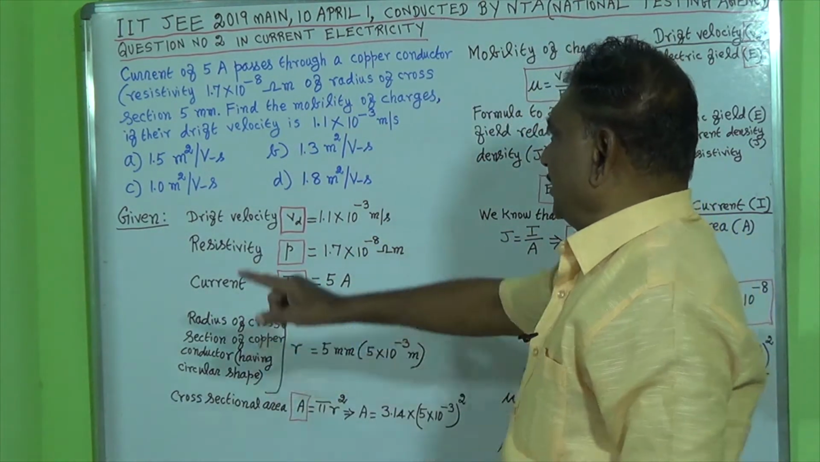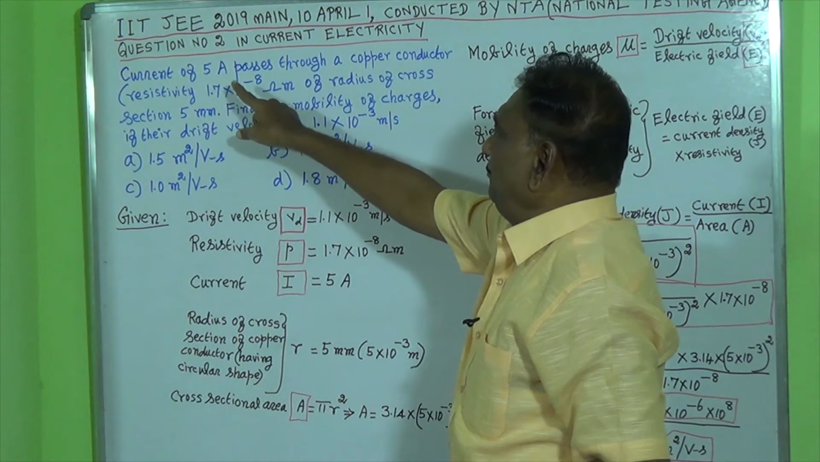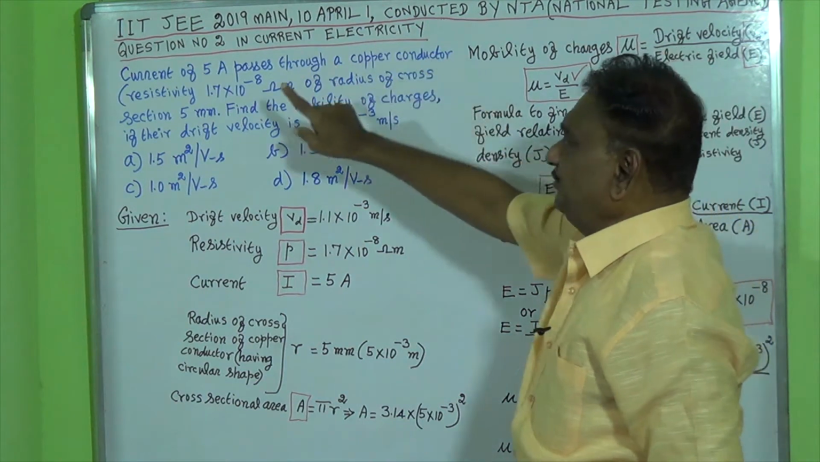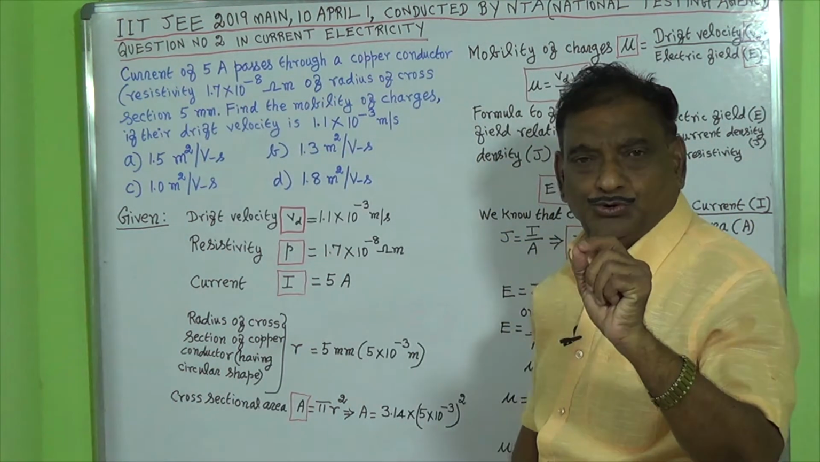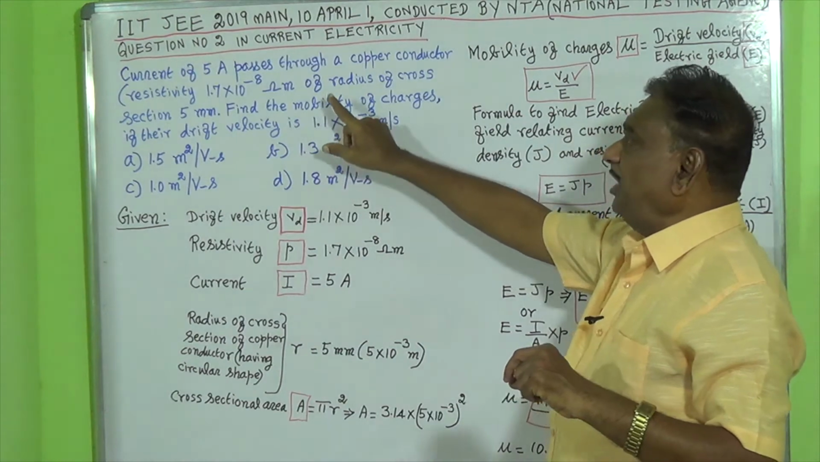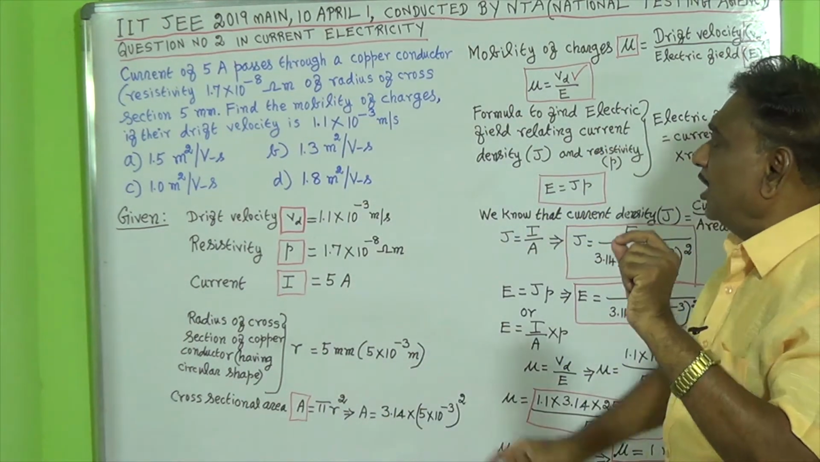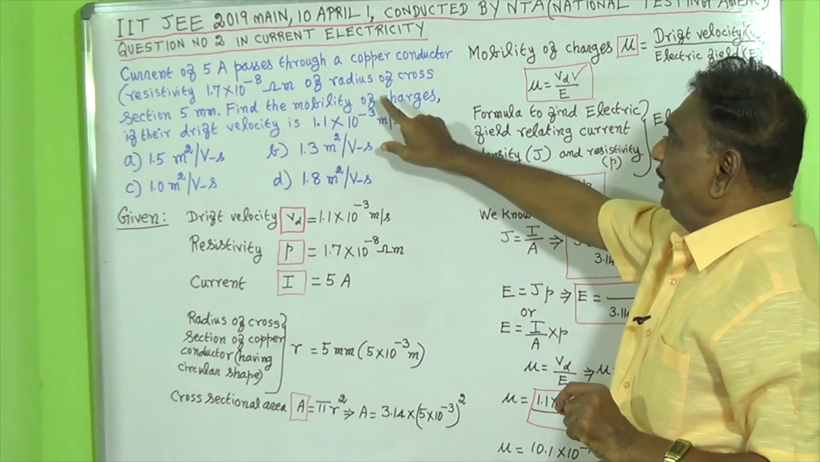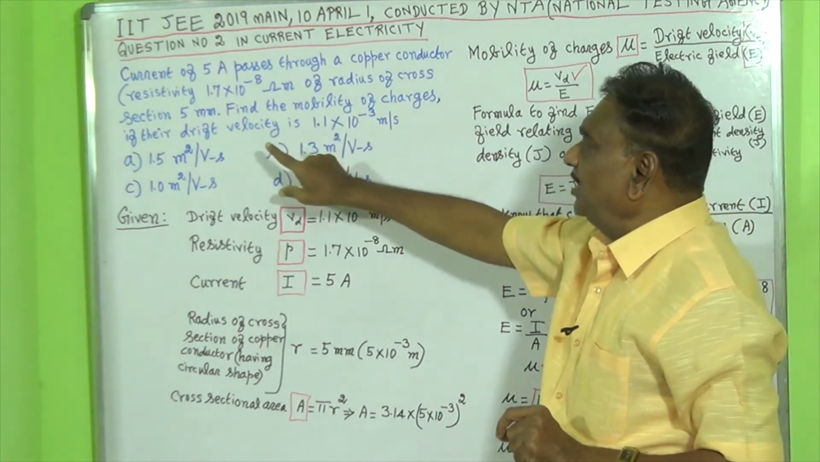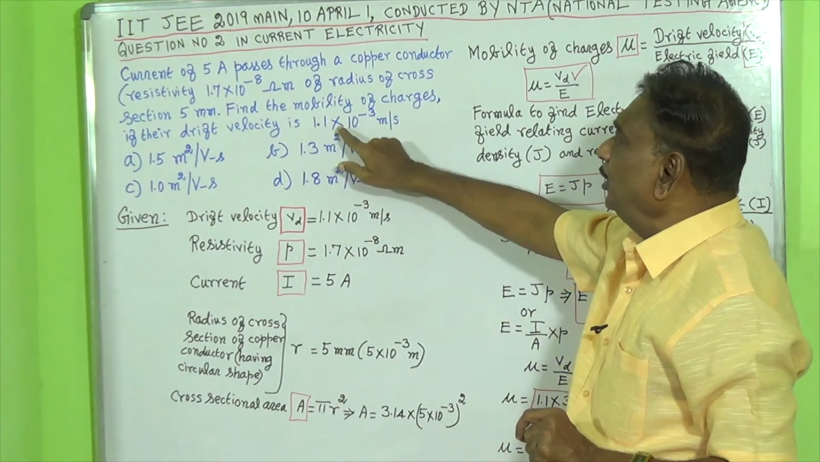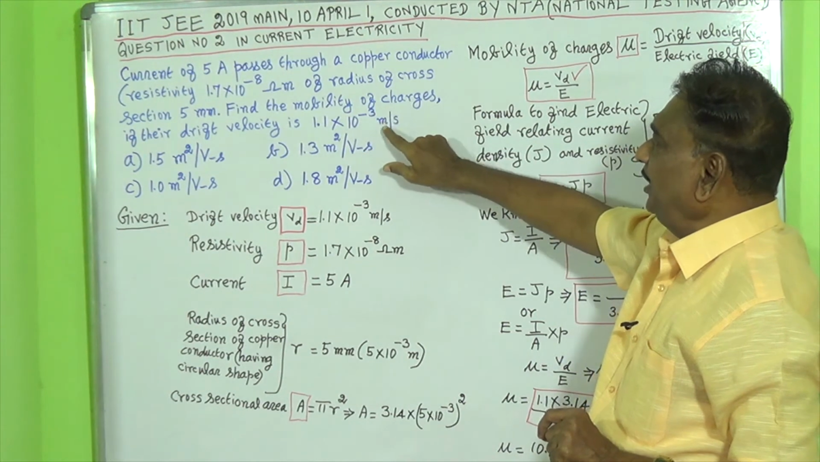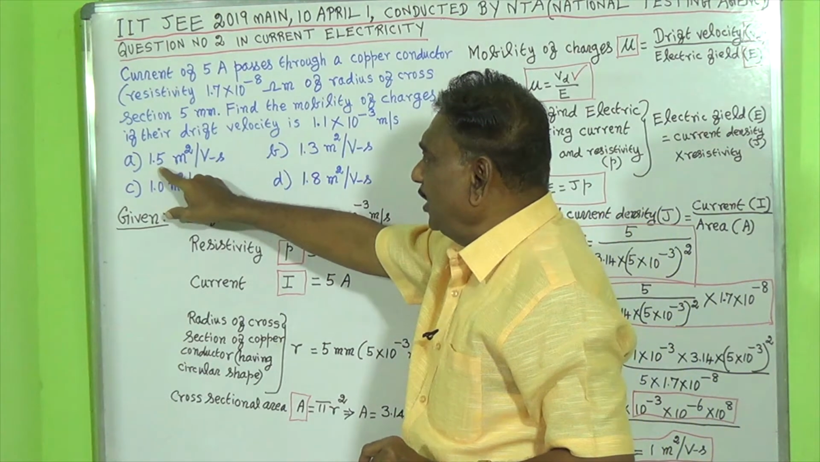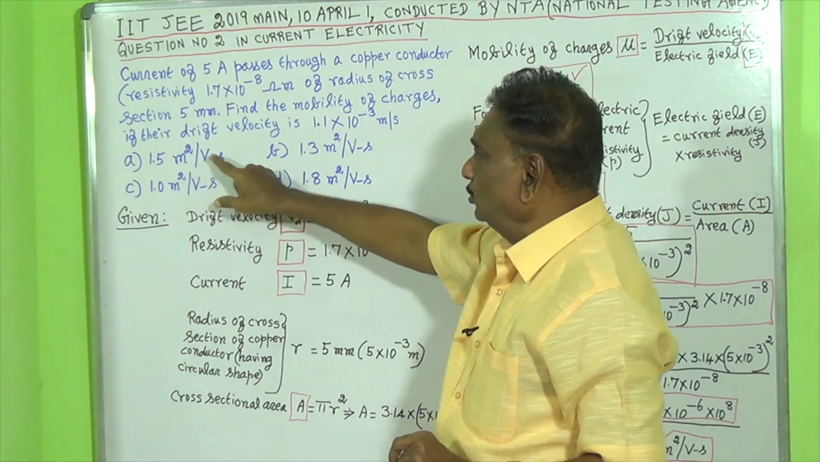What is the question? A current of 5 ampere passes through a copper conductor, resistivity 1.7 into 10 to the power of minus 8 ohm meter, of radius of cross section 5 millimeter. Find the mobility of charges if their drift velocity is 1.1 into 10 to the power of minus 3 meter per second. Answer A is 1.5 meter square per volt second.